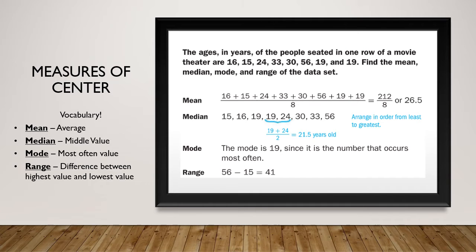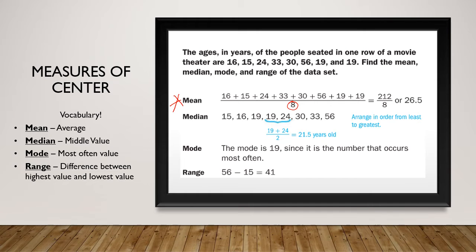So this is a good slide, especially when you're doing the extra work, that you can refer to because it kind of shows the steps. The mean, we added up all of the ages. So right here, we're taking each person within that row and we're adding them up. And since there were 8 people within the row, we divided by 8 when we were finished.